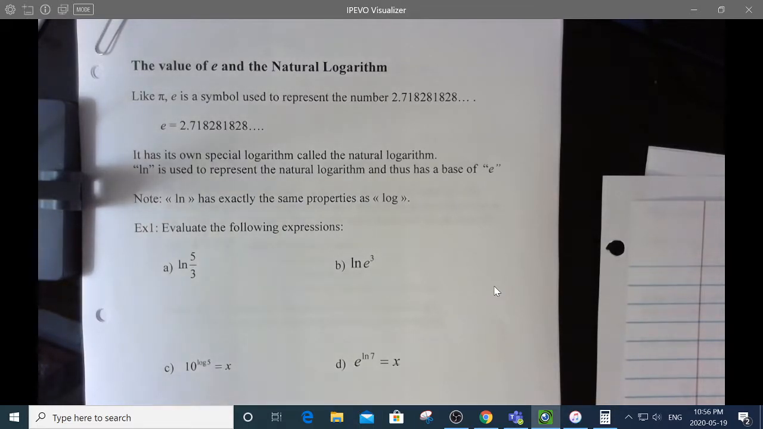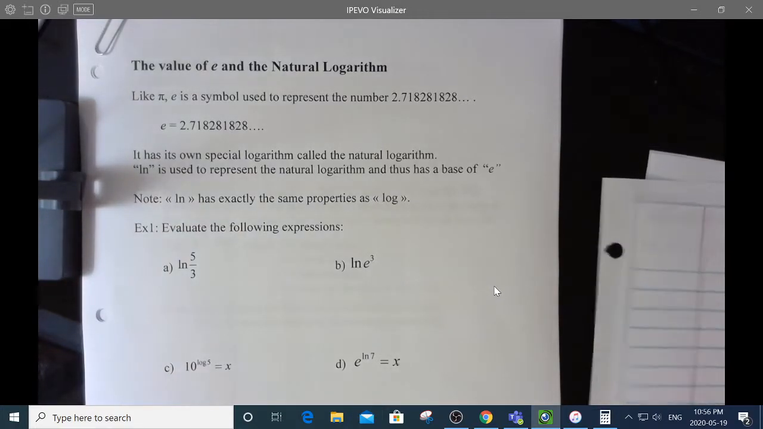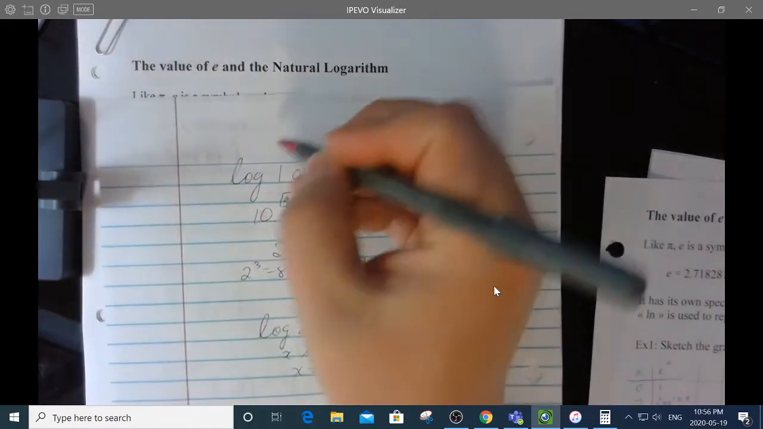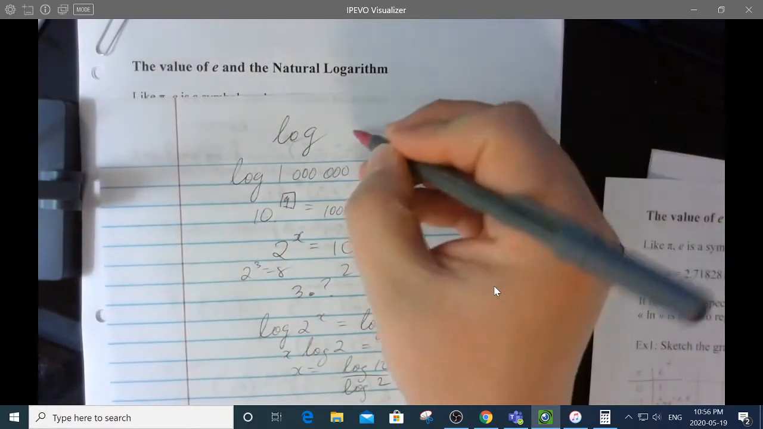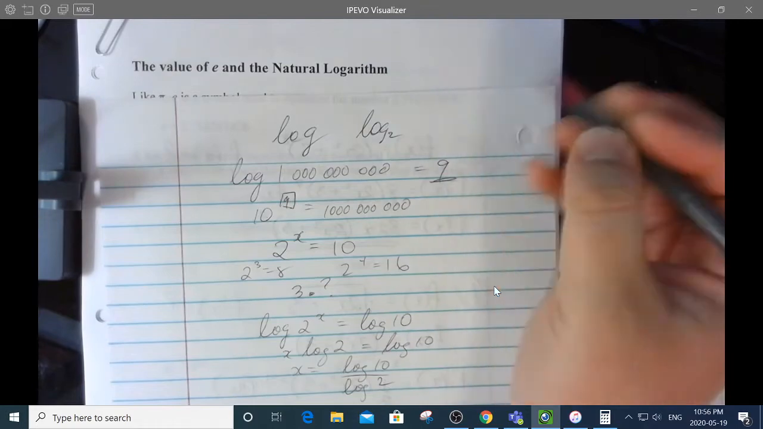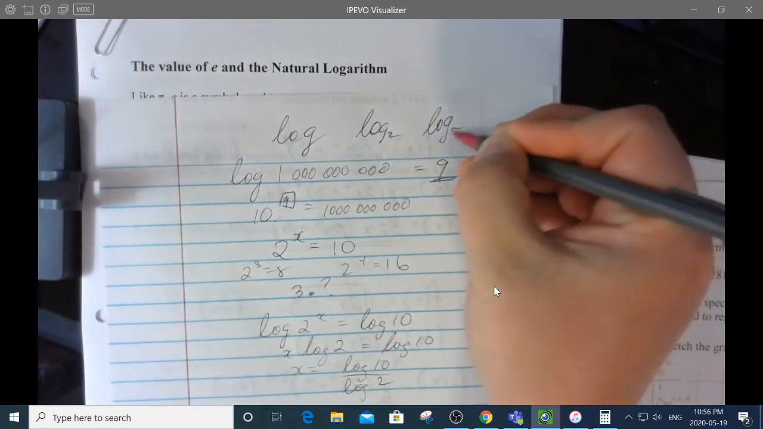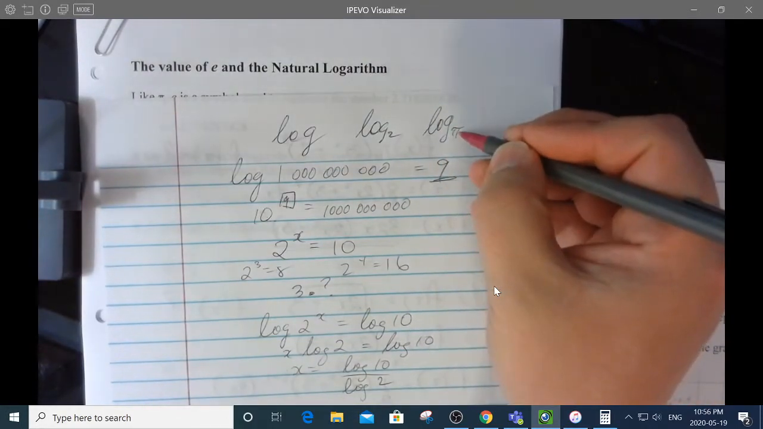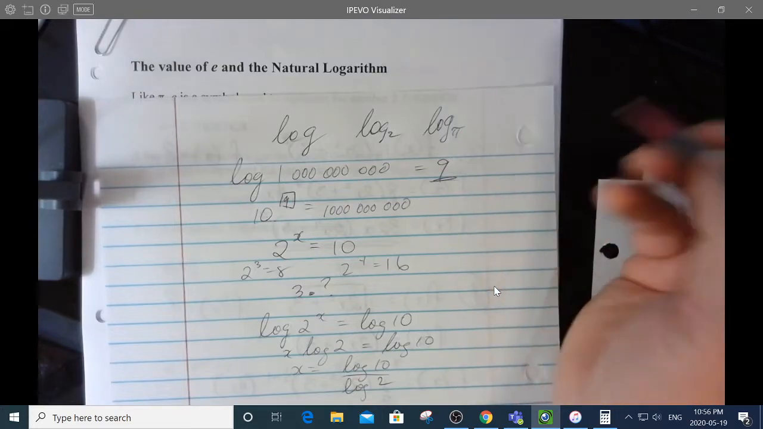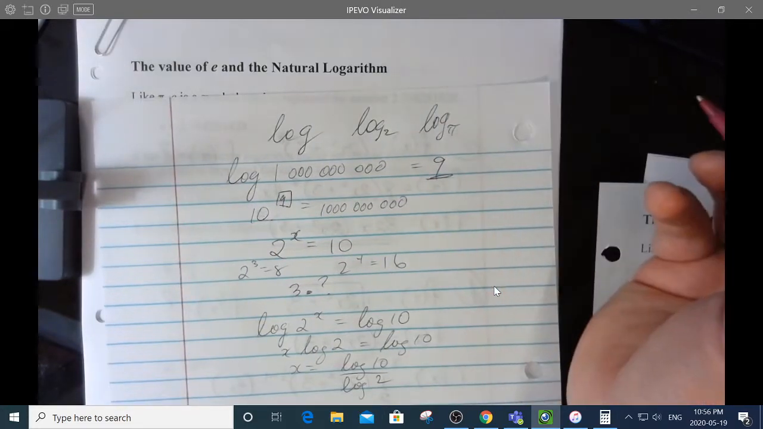So we have a different way of writing logarithm if e is our base. If we want 10 to be our base, we just have to write log. If we want 2 to be our base, we write log 2. If we want pi to be our base, we could write log to the base of pi. Could you imagine how many times you times pi together to get to a number? But you could do it. There's nothing wrong with that.